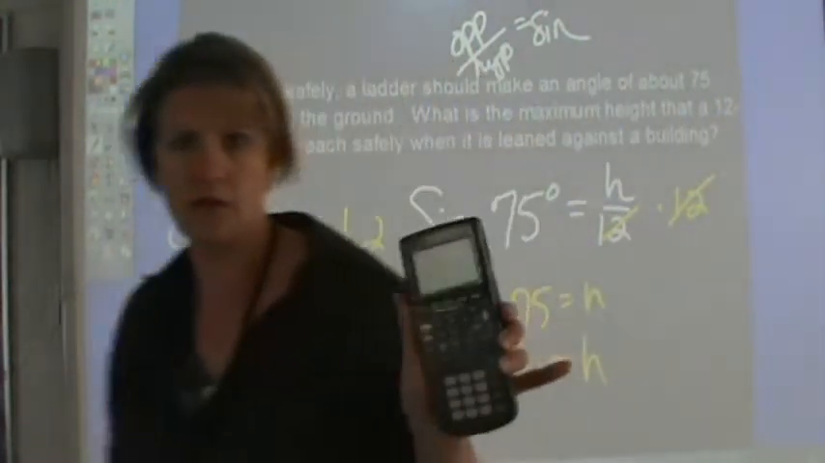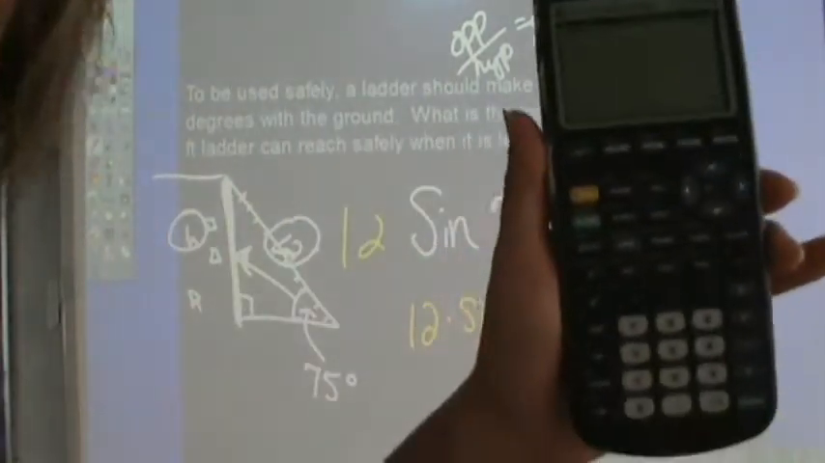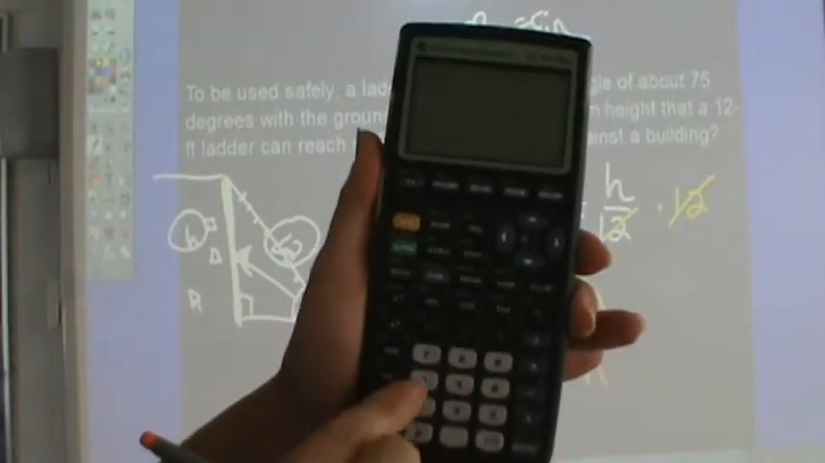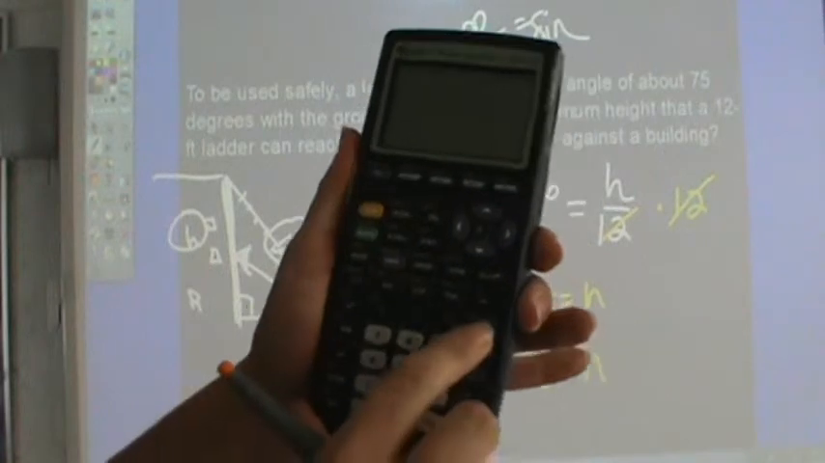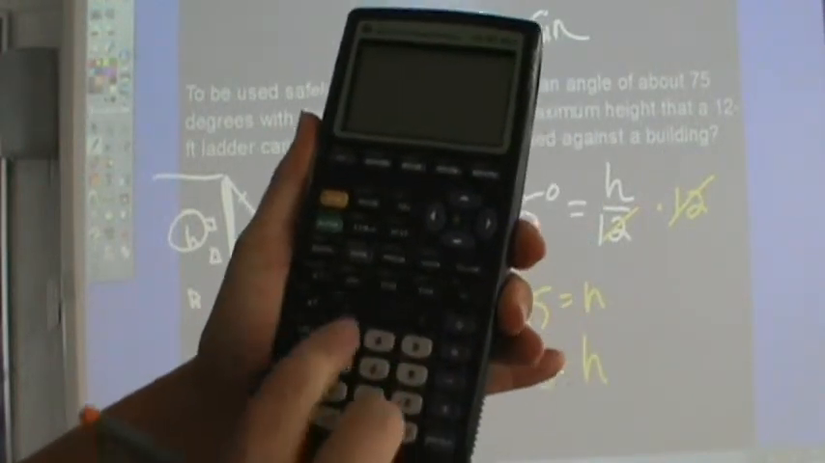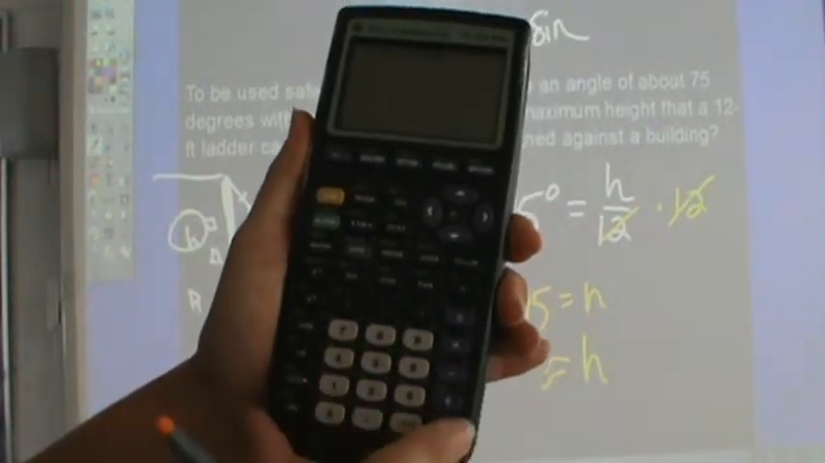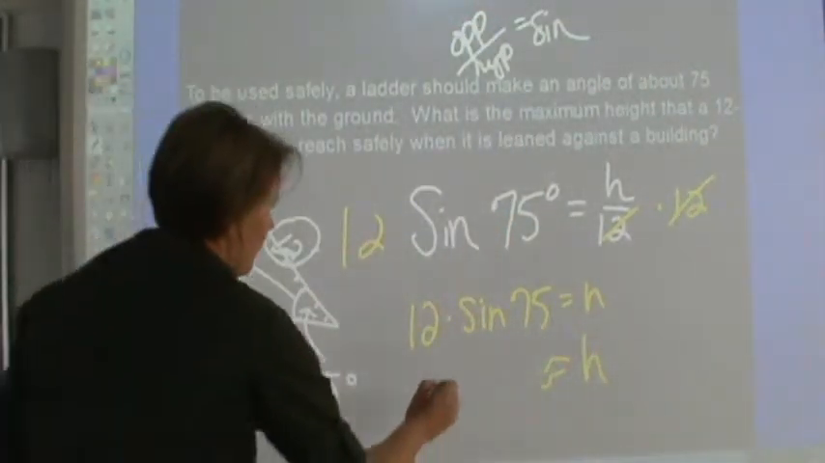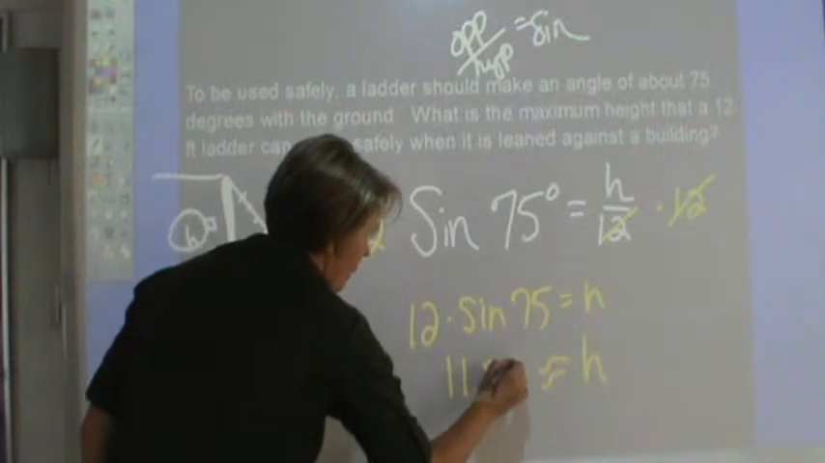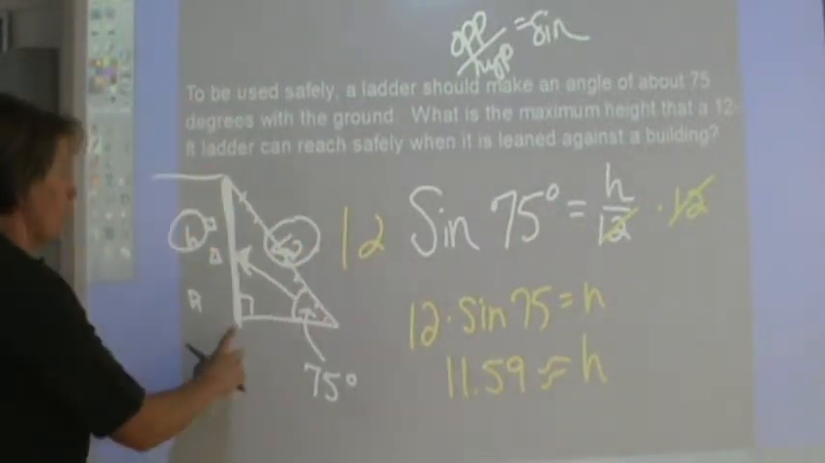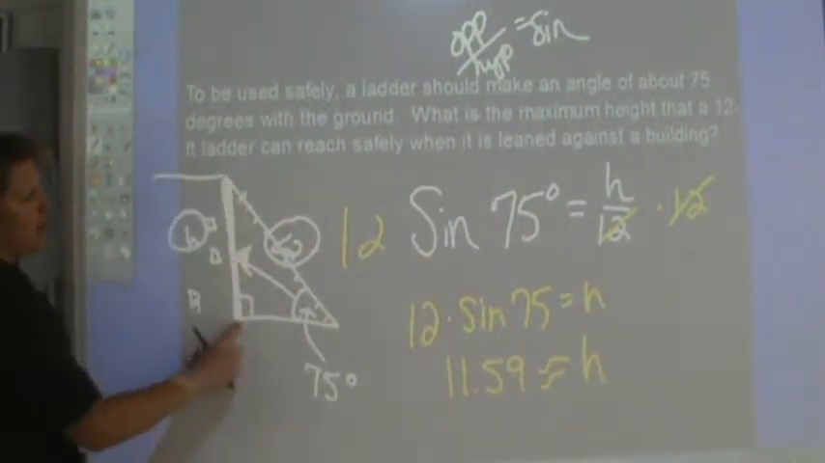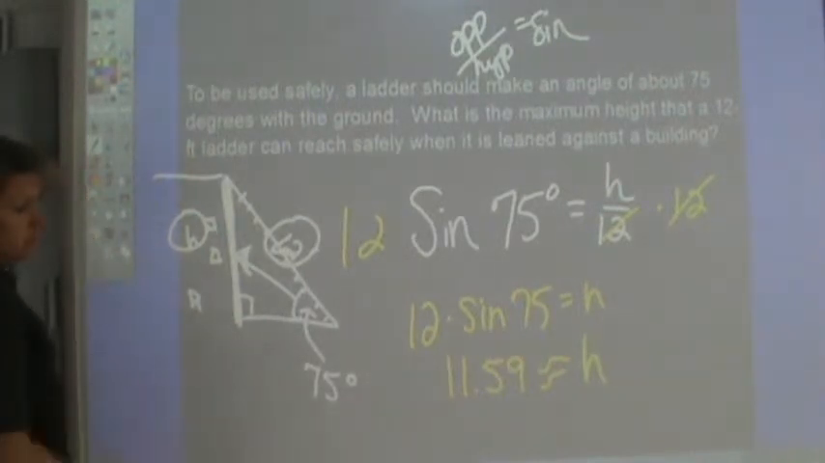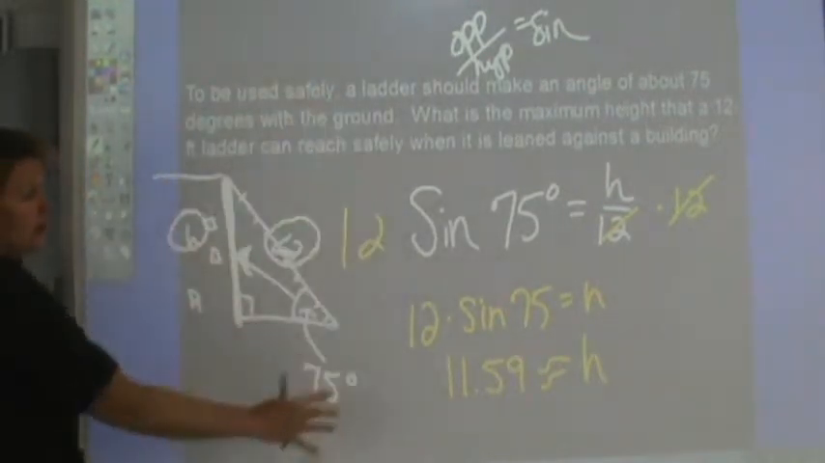All right, so if we want to try it on the calculator, we're going to go 12 times sine 75. And that's 11.59 if I'm going to round. Okay, that means that we can reach 11.59 feet up the wall, if all this criteria is there.